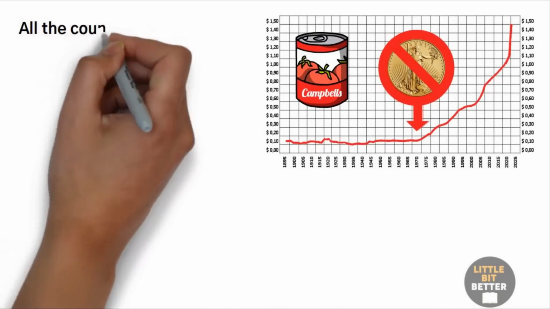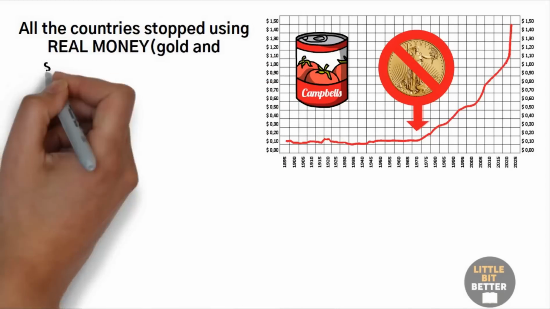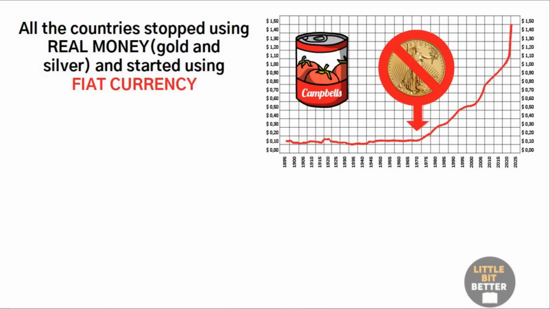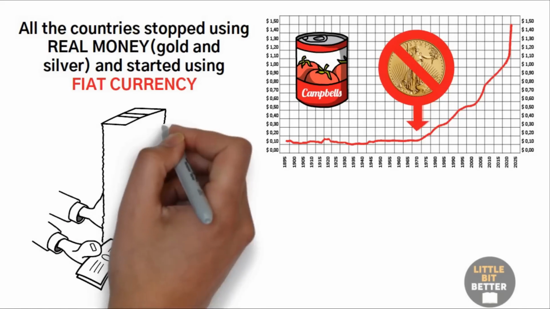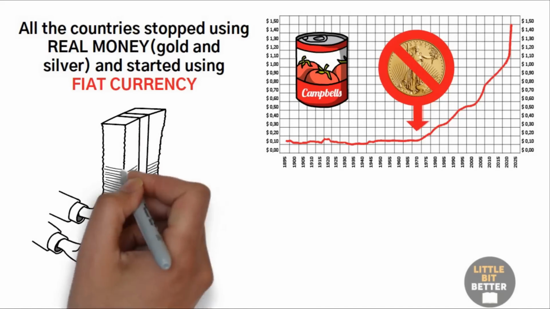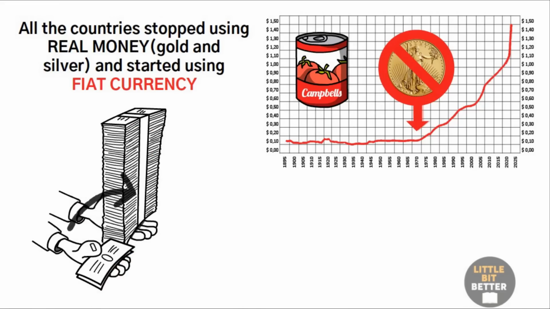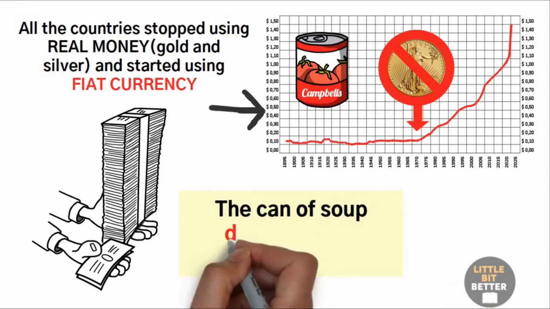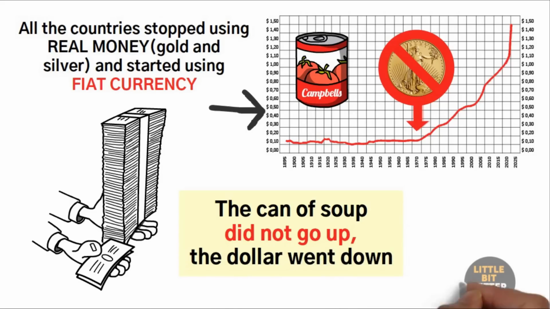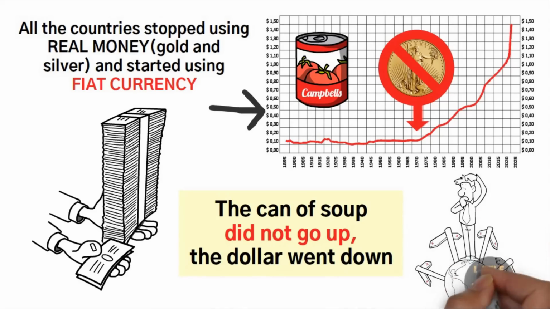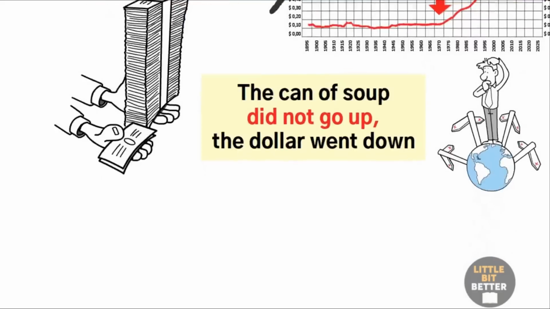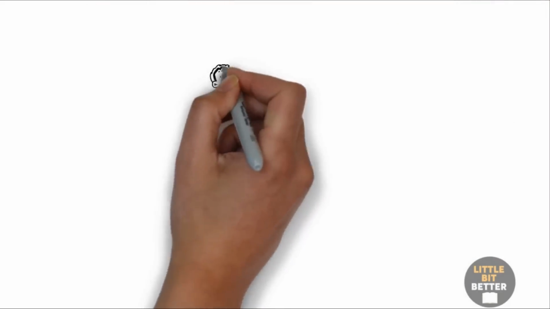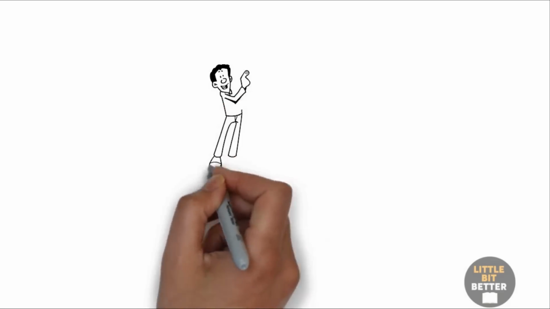On this date, all the countries stopped using real money, gold and silver, and started using fiat currency. Having no relation to gold meant that they could print as much currency as they wanted. The true story this chart is telling is that it was not the can of soup that changed, it was the dollar that changed. The can of soup did not go up, the dollar went down. Since 1971, no country on earth uses money anymore. We all use currency. The thing you have in your wallet or in your bank account isn't money. It is currency. There is one huge difference between currency and money. Money holds its value over a long period of time, but currency doesn't.